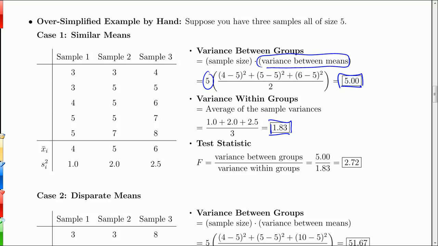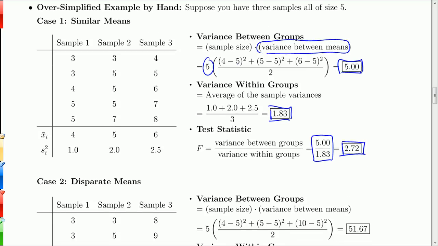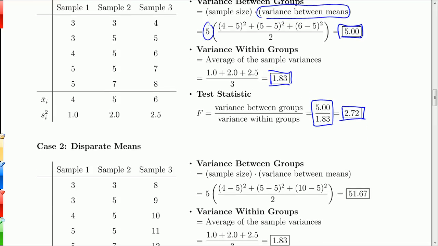And so the test statistic is the ratio of these two: the variance between groups over the variance within groups. And what you see is you get a test statistic of 2.72. Not recognizing the scale, we don't know whether that's big or small. I can tell you it's small, but here's an example of a big one.